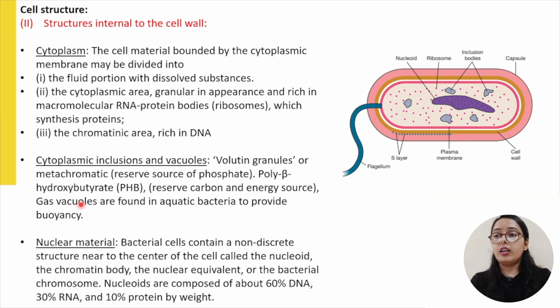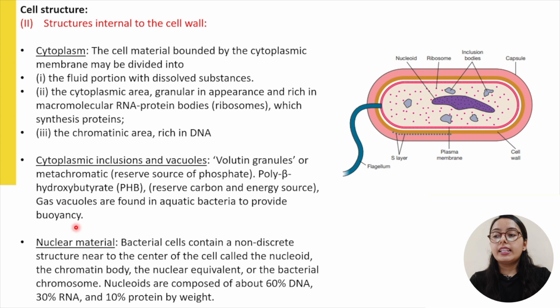And the next cytoplasmic inclusion is gas vacuoles. These gas vacuoles are particularly found in aquatic bacteria, and they are responsible for providing buoyancy in such bacteria. Now the next and the most important part is the nuclear material.